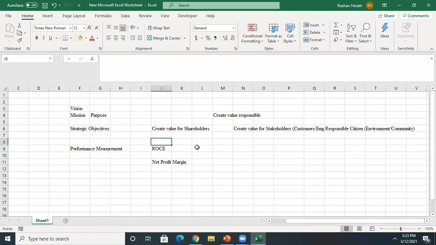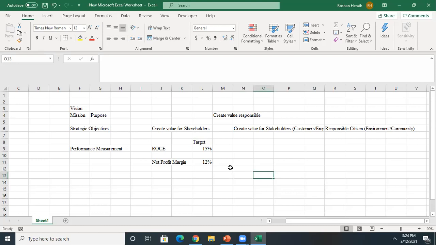And then they have certain targets. Say their target is 15% on a per annum or annual basis. This is their target, right? The net profit margin, yeah, they say 12% net profit margin. So these are their targets.